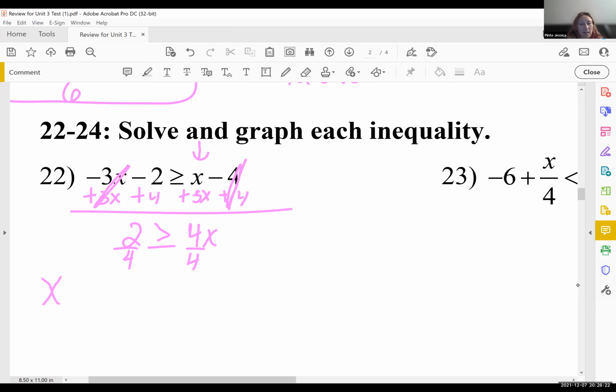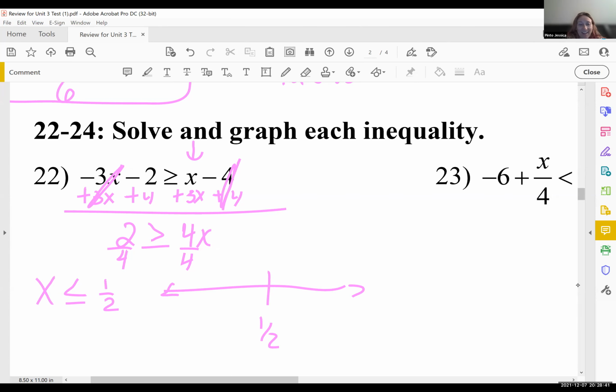I write x, the point is facing x. And then I get 1/2. So I like doing it where x is first because I like to read it this way. And this is clearly saying x is less than or equal to 1/2. So here's 1/2, right? And then it's a closed circle. And less than goes towards the negative numbers. Negative infinity, positive infinity. Great.